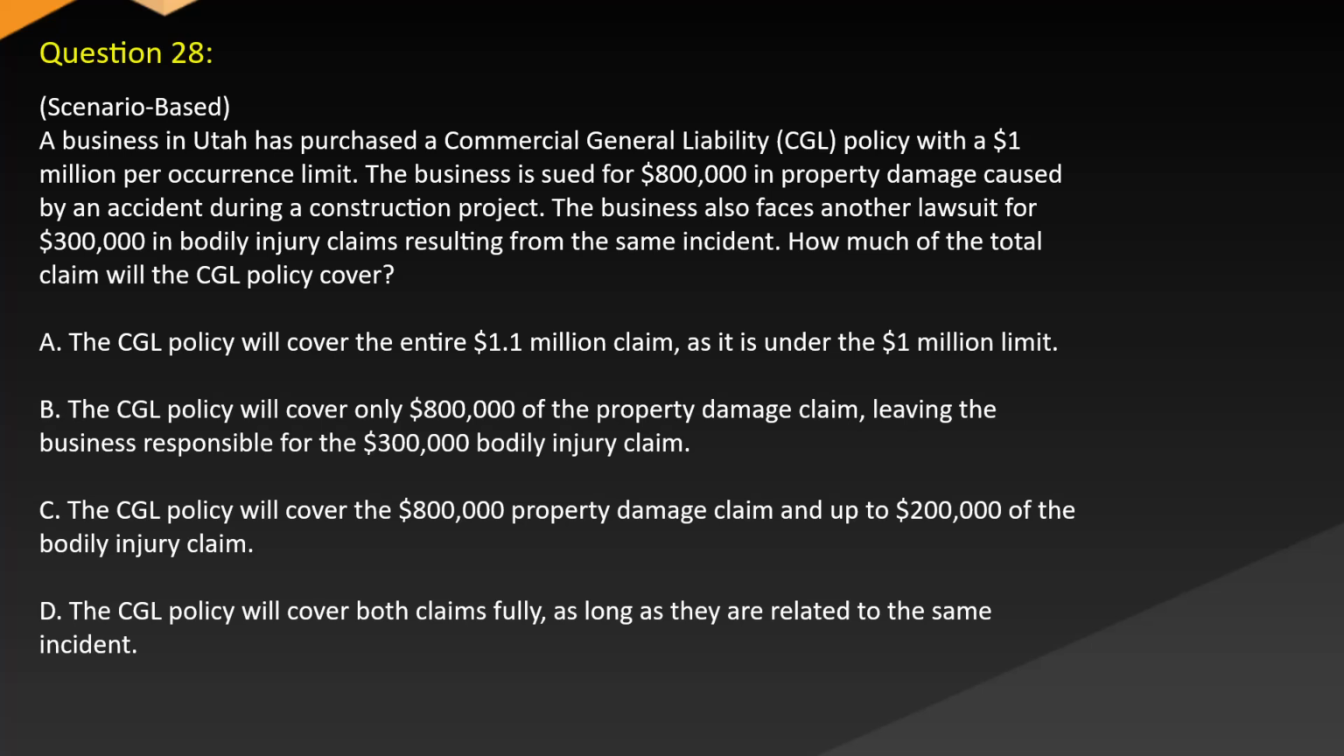A. The CGL policy will cover the entire $1.1 million claim as it is under the $1 million limit. B. The CGL policy will cover only $800,000 of the property damage claim, leaving the business responsible for the $300,000 bodily injury claim. C. The CGL policy will cover the $800,000 property damage claim and up to $200,000 of the bodily injury claim. D. The CGL policy will cover both claims fully as long as they are related to the same incident.